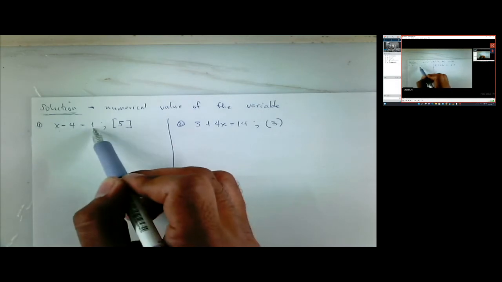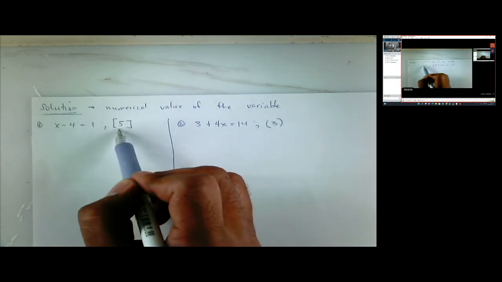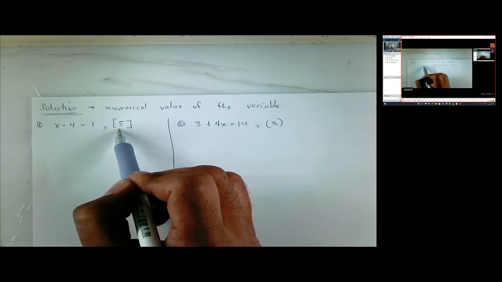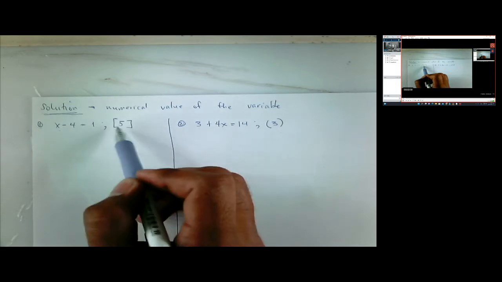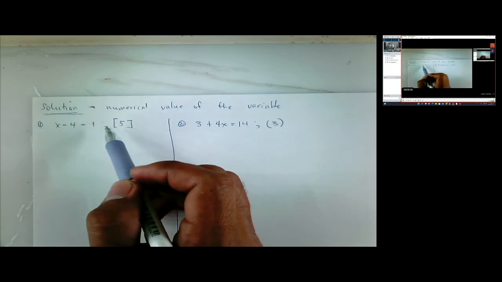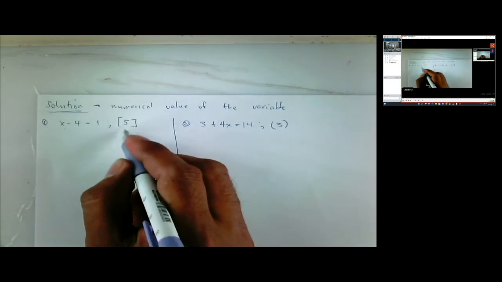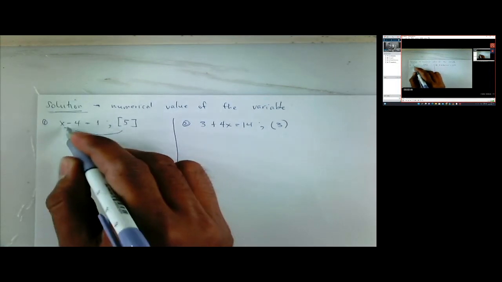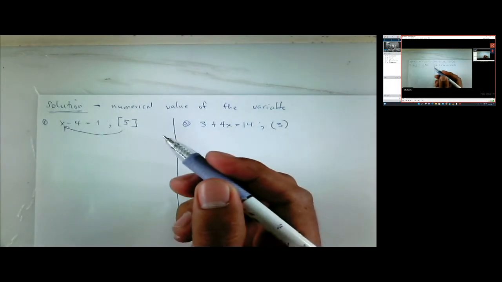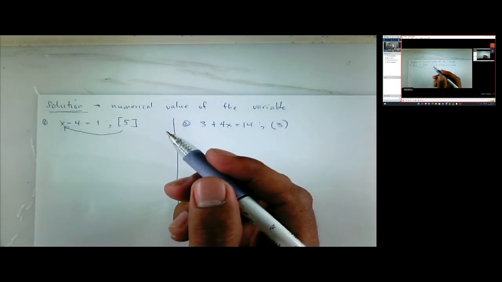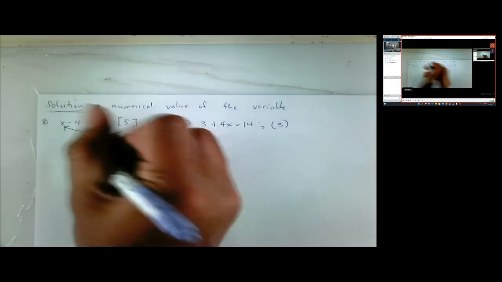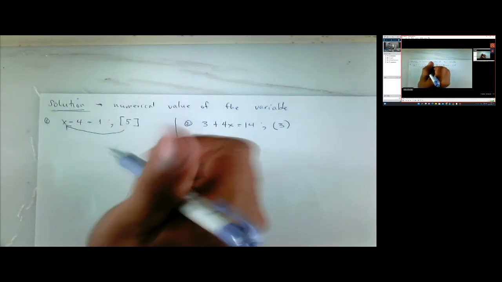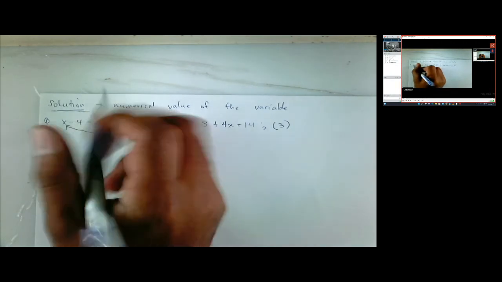x minus 4 is equal to 1. So this is a given value, which is 5. We're going to determine if this is a solution or not. For us to know if it's a solution or not, we just need to substitute the given value to our variable, to check if it is a solution or not. Since the given value is 5 and we have variable x, we're just going to substitute it there.